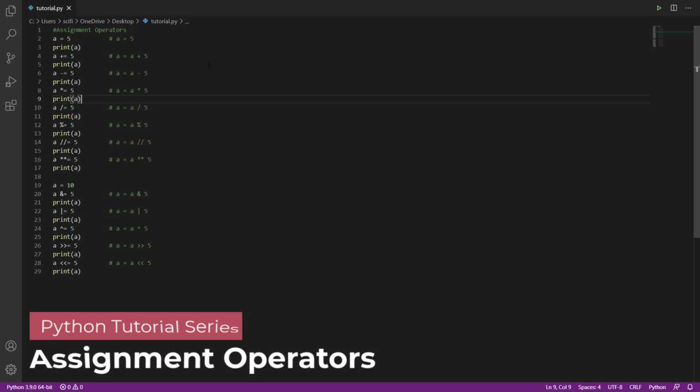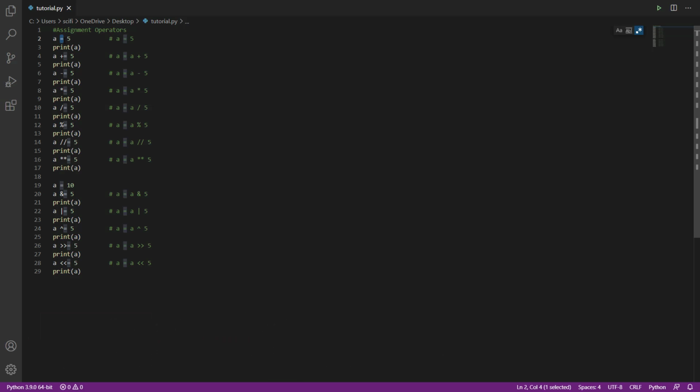In this video, we'll talk about assignment operators in Python. There are a lot of assignment operators in Python. The first one is the equal to assignment operator, using which we assign values to the variables normally. So a equals 5. This is the first example. Here we are assigning the value 5 to the variable a.